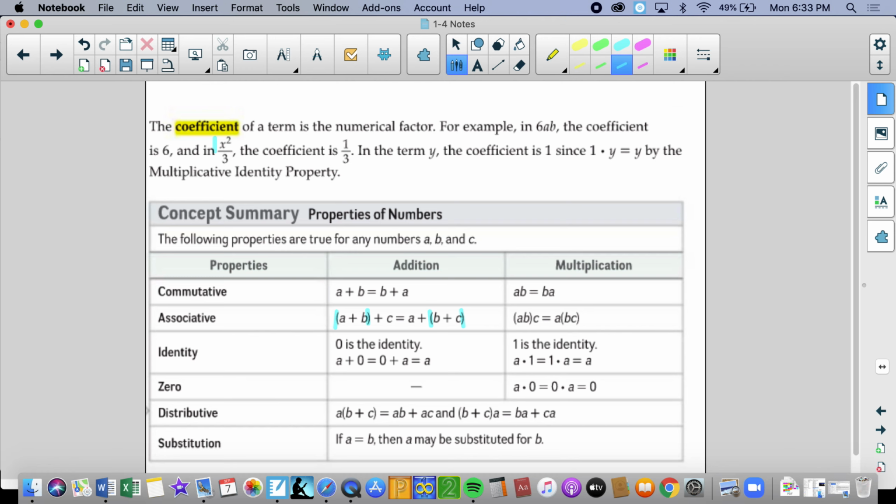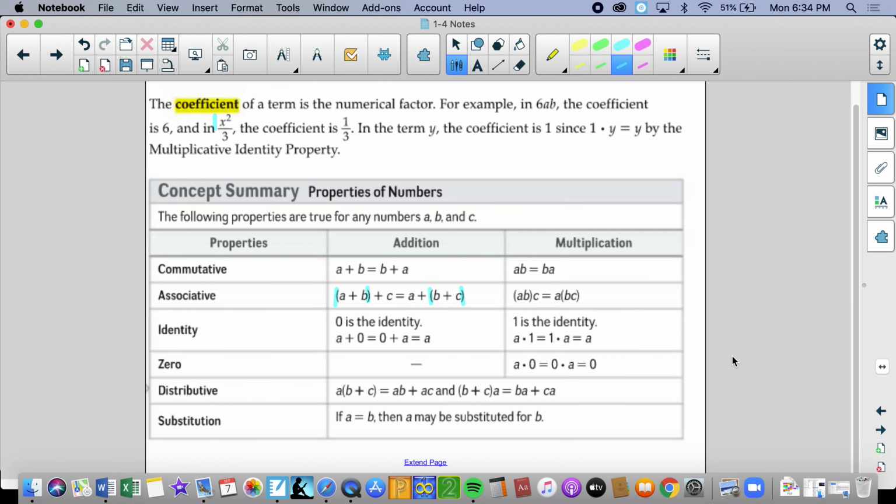Identity property is anything plus 0 will give me that value. A plus 0 equals a. And then the 0 property of multiplication is a times 0 equals 0. And the multiplicative identity is a times 1 equals a. Anything times 1 will give you the identity. Anything plus 0 gives me the identity. So that's important to understand. When we're multiplying and adding, 0 plus anything is going to give you that number. Anything times 1 will give that number.